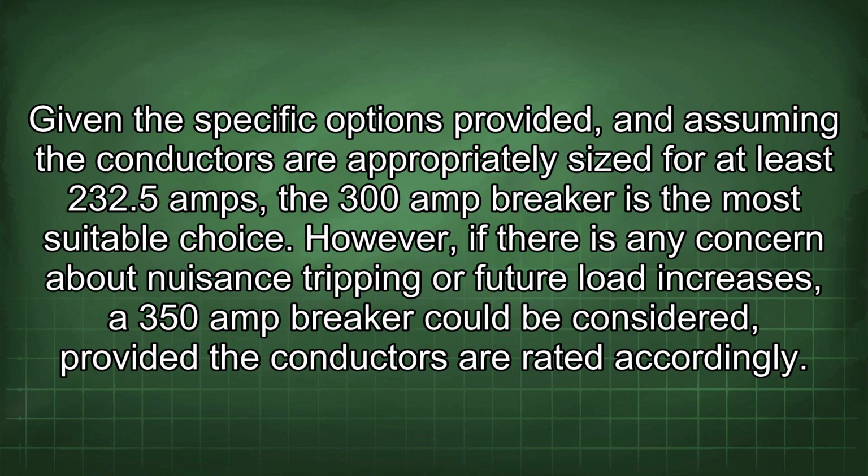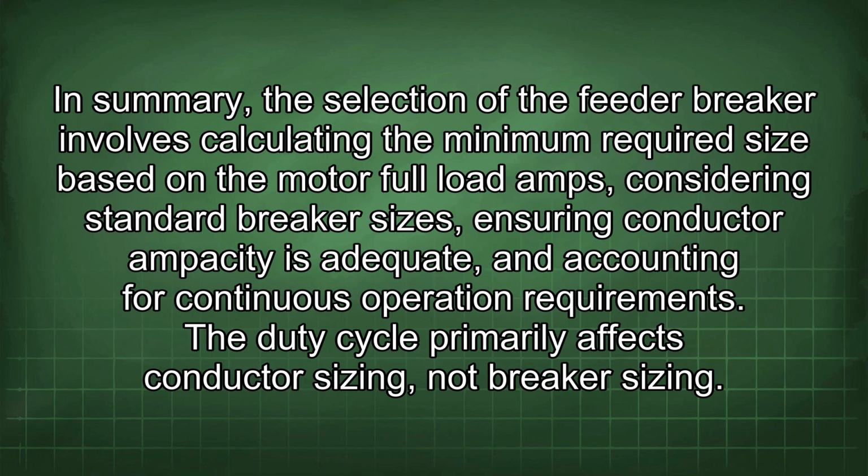However, if there is any concern about nuisance tripping or future load increases, a 350 amp breaker could be considered, provided the conductors are rated accordingly. In summary, the selection of the feeder breaker involves calculating the minimum required size based on the motor full load amps, considering standard breaker sizes, ensuring conductor ampacity is adequate, and accounting for continuous operation requirements. The duty cycle primarily affects conductor sizing, not breaker sizing.